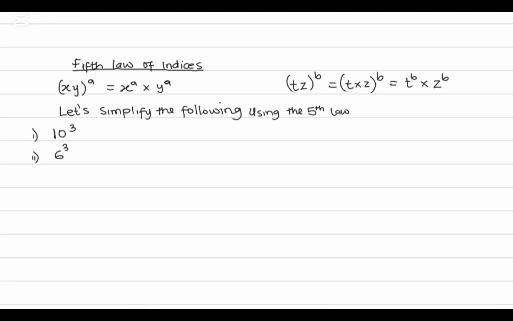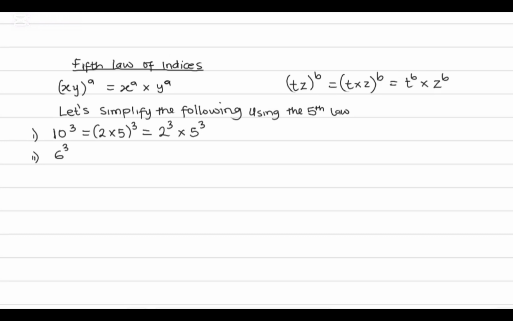So let's simplify the following now. Let's say we have 10 raised to power 3. To be able to apply the fifth law, I will simply ask what is a multiple of 10 that I know. An example is 2 multiplied by 5. Using these multiples, I can apply the fifth law. There is a power of 3 there, so it will now be expressed as 2 raised to power 3 multiplied by 5 raised to power 3.